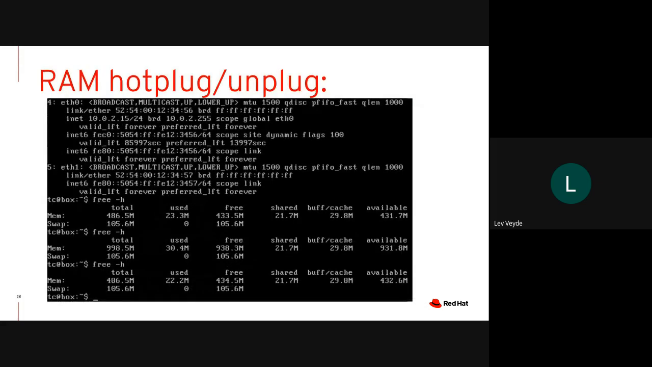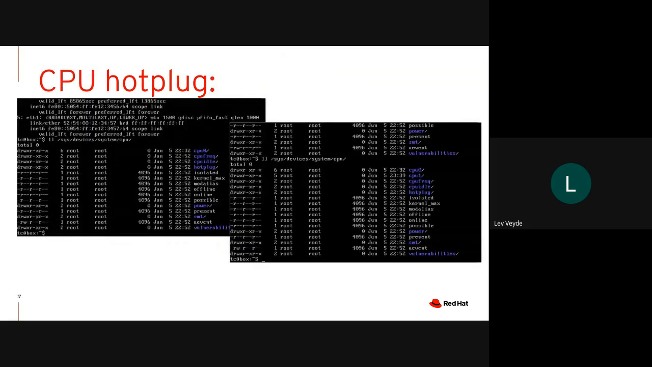This is an example of the RAM hot plug unplug functionality. So we have both actually supported. As you can see, initially it has approximately half gigabytes of RAM. Then I add this online, add this memory without VM to be shut down. And then I again do the opposite operation of unplugging the memory. And it again gets only half gigabytes of RAM.